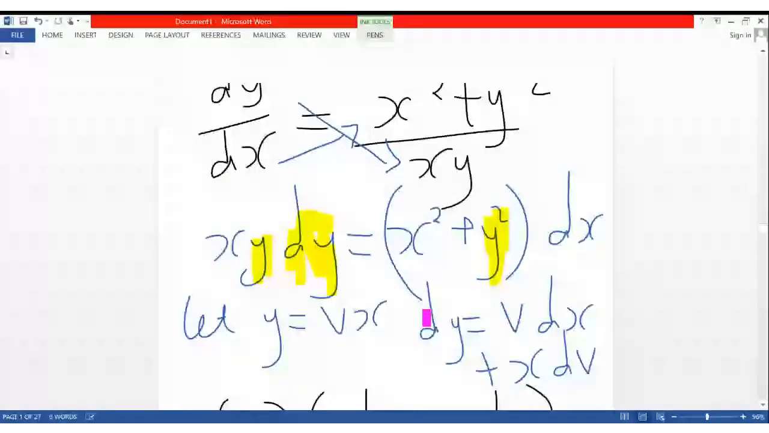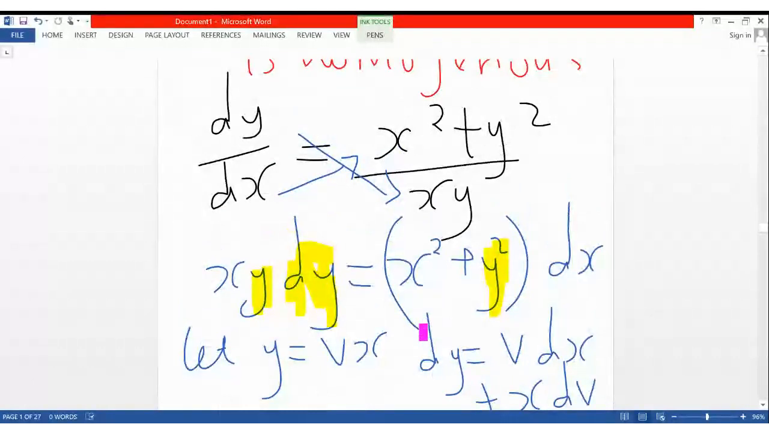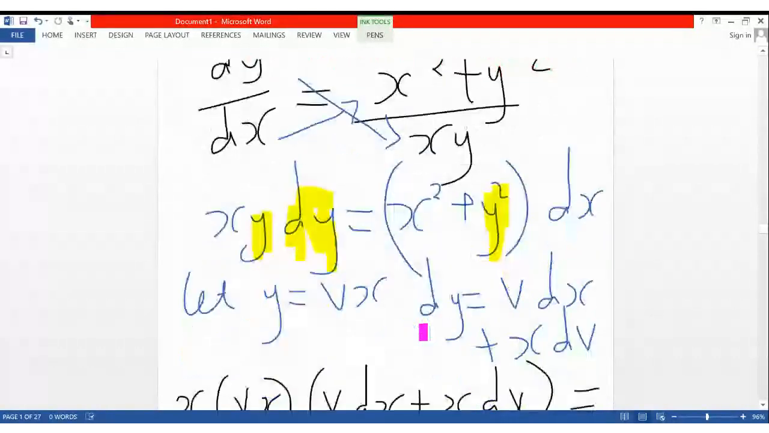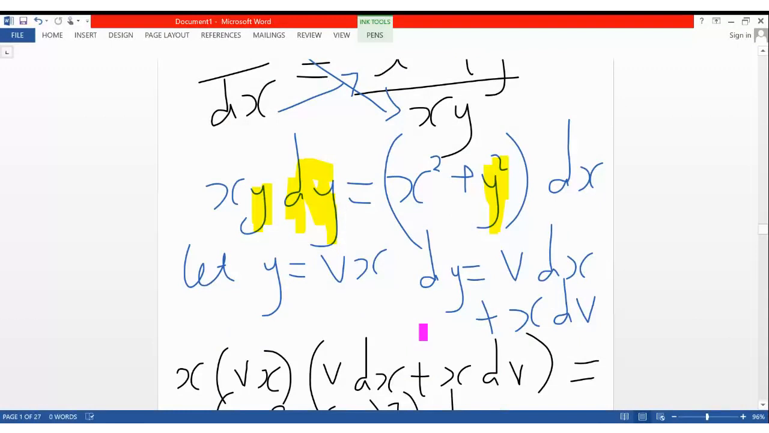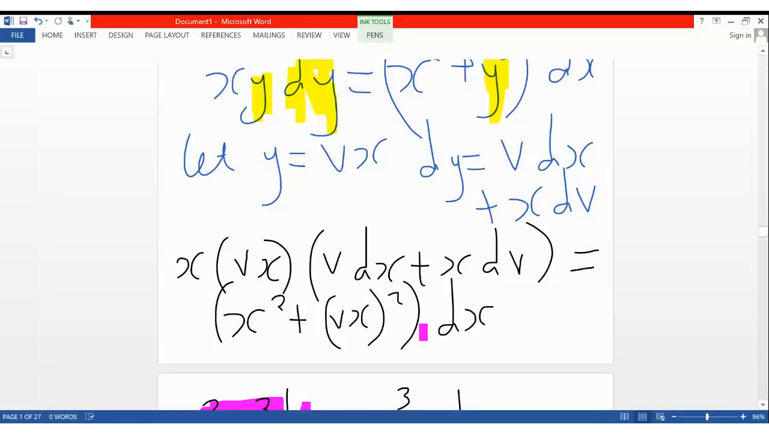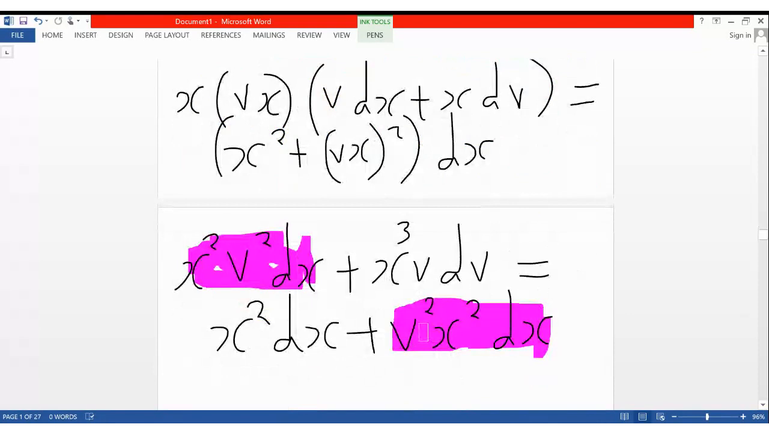I cross multiplied. After cross multiplying, this is what I got. Then I replaced back the terms that are in yellow with vx and v dx plus x dv. So this is what I had. When I open up the brackets, you'll get x squared v squared dx plus x to the power 3 v dv is equal to x squared dx plus v squared x squared dx. That's what I'm getting. Now I'm asking about the terms in purple.